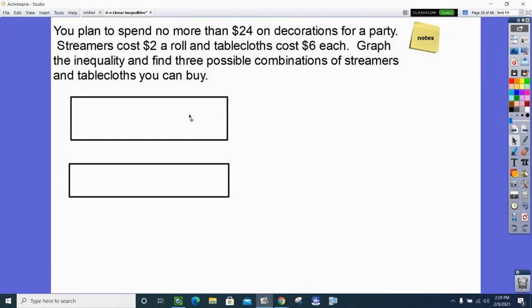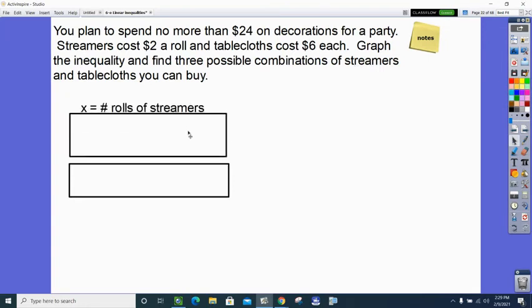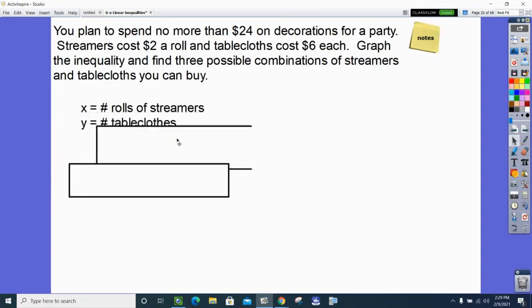Okay, so the first thing I'm going to do is come up with my 2 unknowns. I'm going to call x the streamers and y the tablecloths. If you did the reverse, it would be fine. There's no dependency in this case. So the x, which is streamers, is going to get attached to the 2, so it would be 2x. And the tablecloths is going to get attached to the 6.